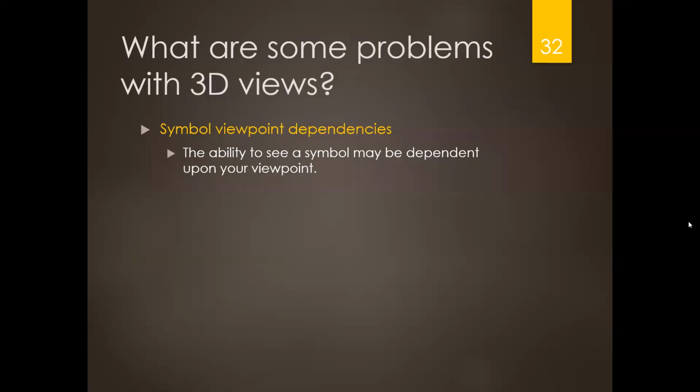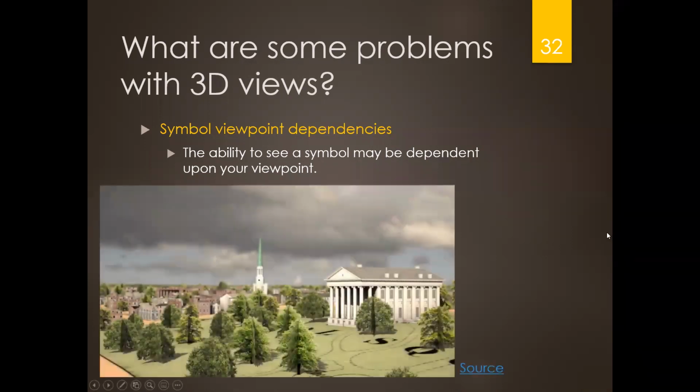Now let's continue with the critical thinking of 3D geovisualization. The next disadvantage, the next problem here, is called symbol viewpoint dependencies. It's pretty straightforward. For example, about this 3D visualization, if you look at all those trees, you will find out that they are pretty fake. Why is that?